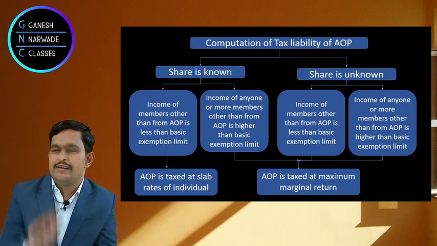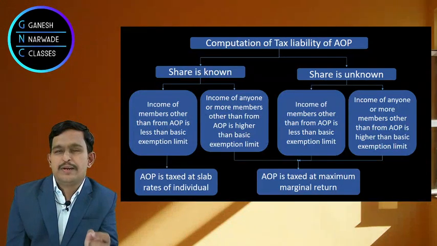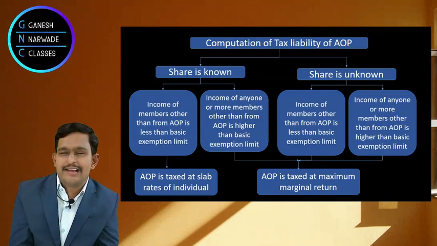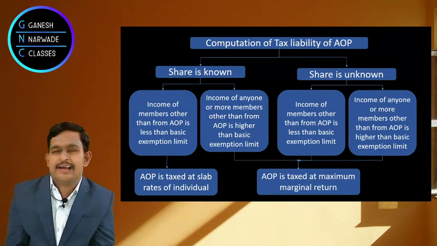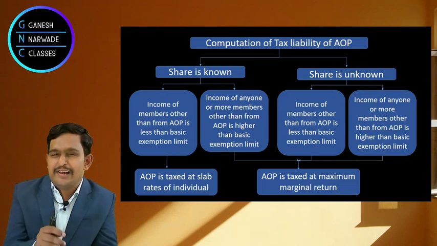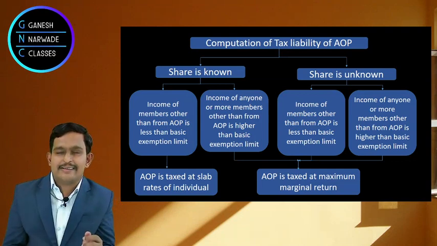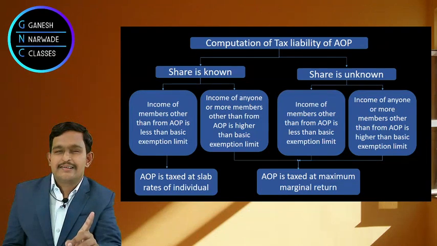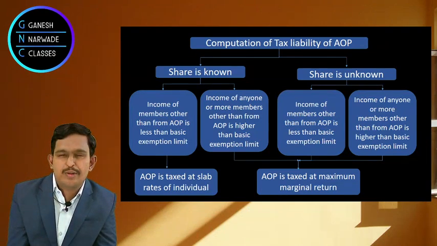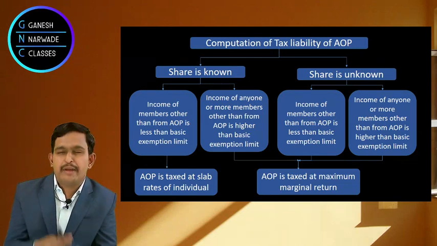Take Chhagan Lal AOP. So at what rate should Chhagan Lal AOP's income be taxed? To check that, in Chhagan Lal's AOP, Divya is there, Shirisha is there, Chhagan Lal is there, Magan Lal is there, Jetha Lal is there, Kokila Ben is there. So check every individual's income. Is it less than 2,50,000 for all individually? Then AOP's tax rate should be slab rate basis. Suppose the member's share is known.